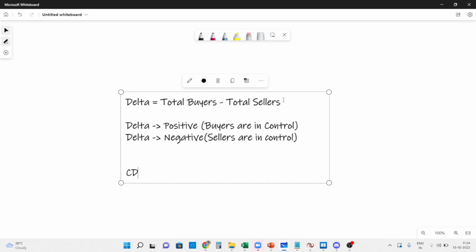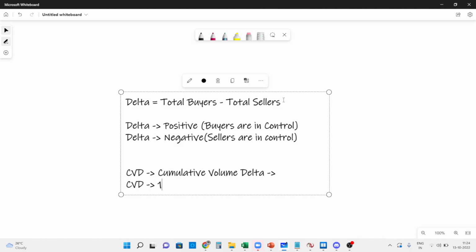So CVD means cumulative volume delta. That means overall for that entire day, right from the beginning throughout the day, how the delta is behaving. So today's CVD numbers are negative.